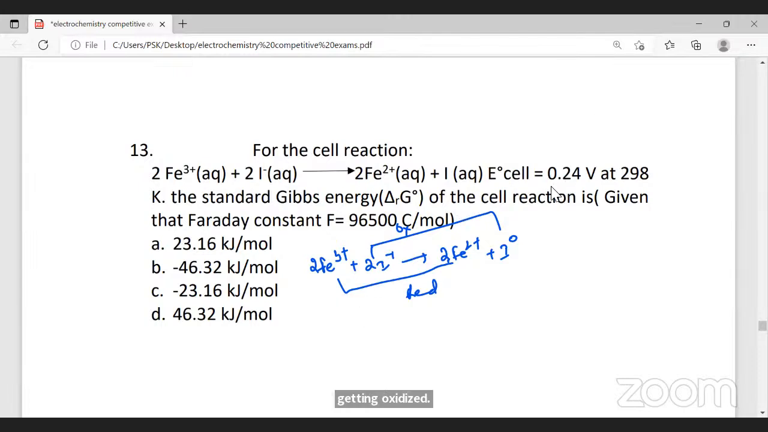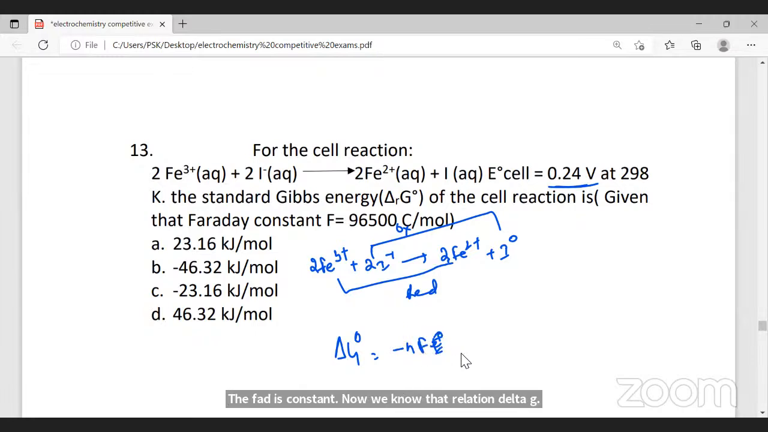E naught cell is 0.24 volts at 298 Kelvin. The standard Gibbs energy of the cell reaction is, they have given the Faraday's constant. Now we know the relation delta G naught is equal to minus nFE naught. What is n? In this case, n is equal to 2. Why? Because Fe3+ to Fe2+, there is 1 electron gained. Here also minus 1 to 0, 1 electron lost because this is oxidation. Totally 2 iodide ions are there. So therefore, total number of electrons is 2.